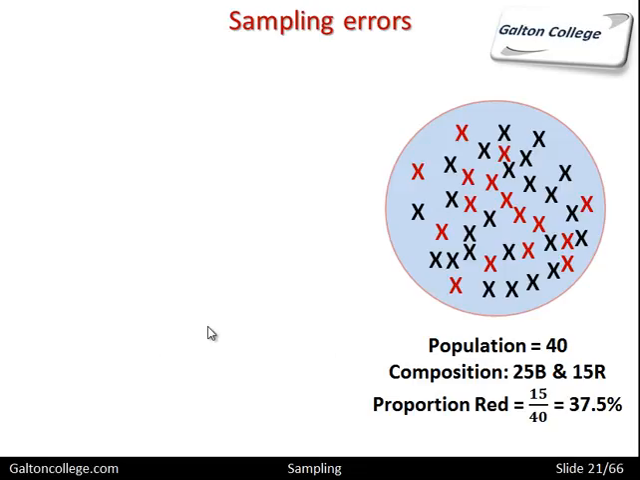So the proportion of red is 15 over 40. There's 40 balls in there, or 40 X's, let's say. And 15 out of 40 is 37.5%. So 37.5% of these are red. Now let's say we want to determine that with a sample.